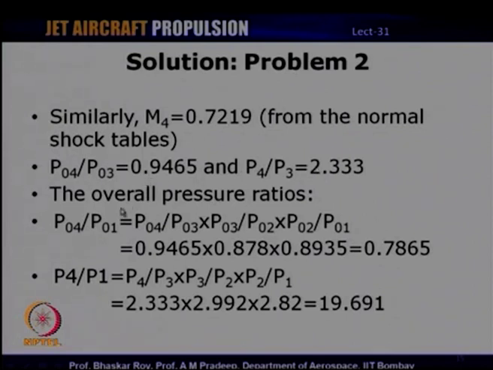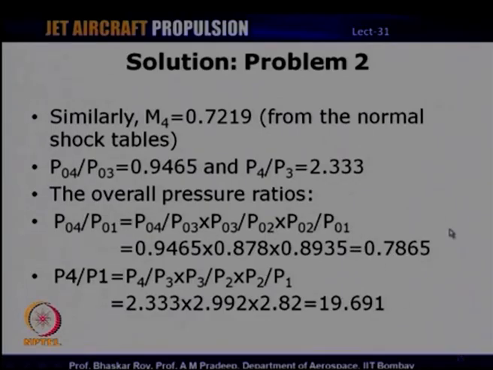So, the overall stagnation pressure ratio P04 by P01 is the product of the three pressure ratios: P04 by P03 multiplied by P03 by P02 multiplied by P02 by P01, that is 0.9465 into 0.878 into 0.8935, which is 0.7865. Similarly, for the static pressure ratio, we get P4 by P3 multiplied by P3 by P2 multiplied by P2 by P1. This product comes out to be 19.691.